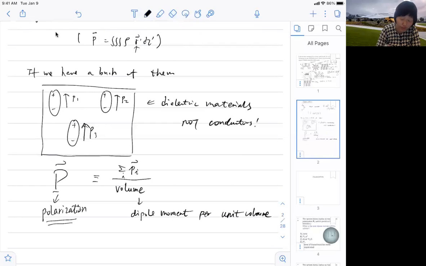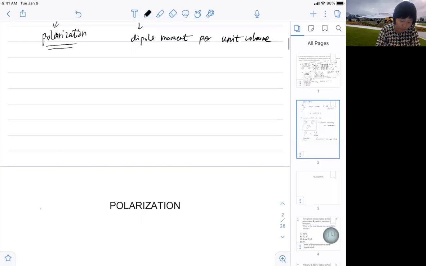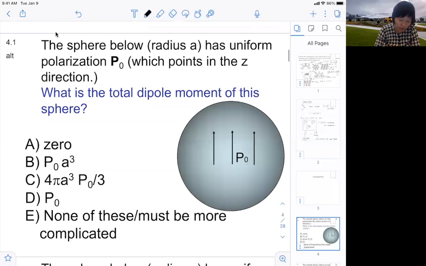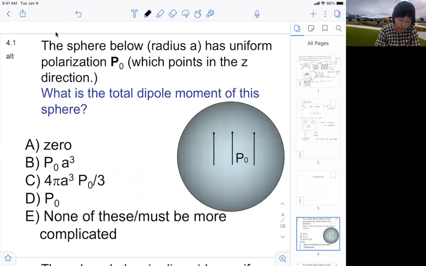With that, we can apply this definition we learned for polarization and do a calculation over here. Given a sphere, it has a uniform polarization. Polarization is uniform, it's P naught. Can you give me the total dipole moment of the sphere given the P? I'm going to let you go ahead and vote here.